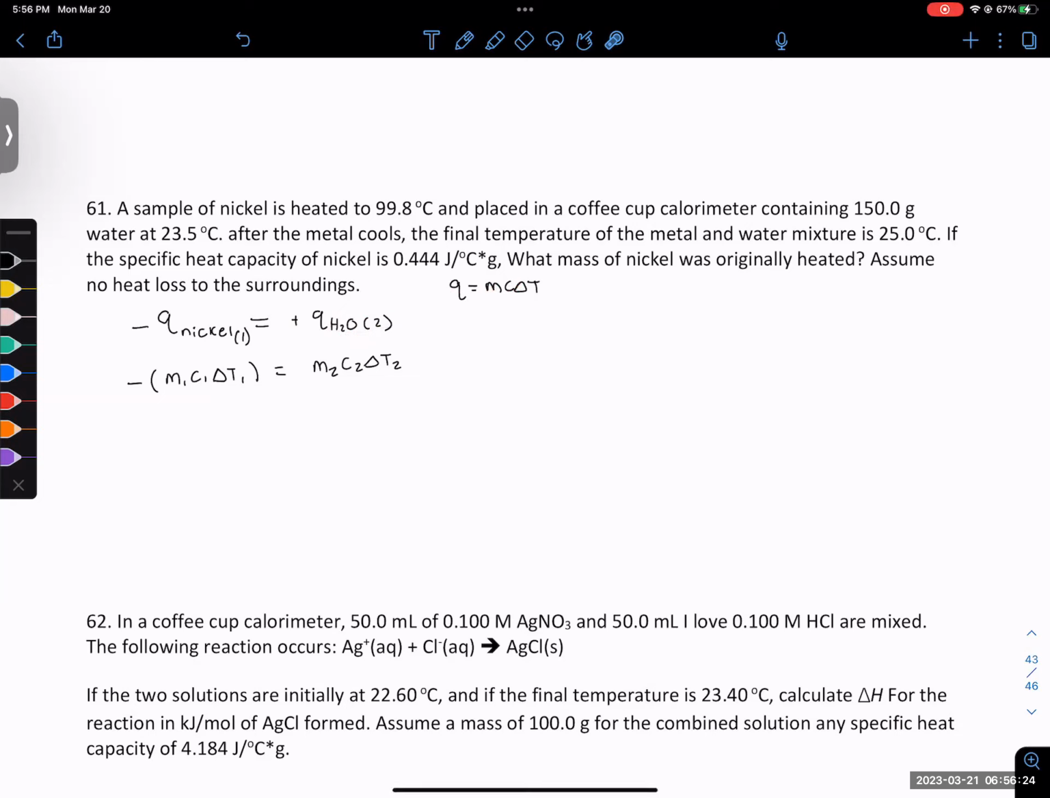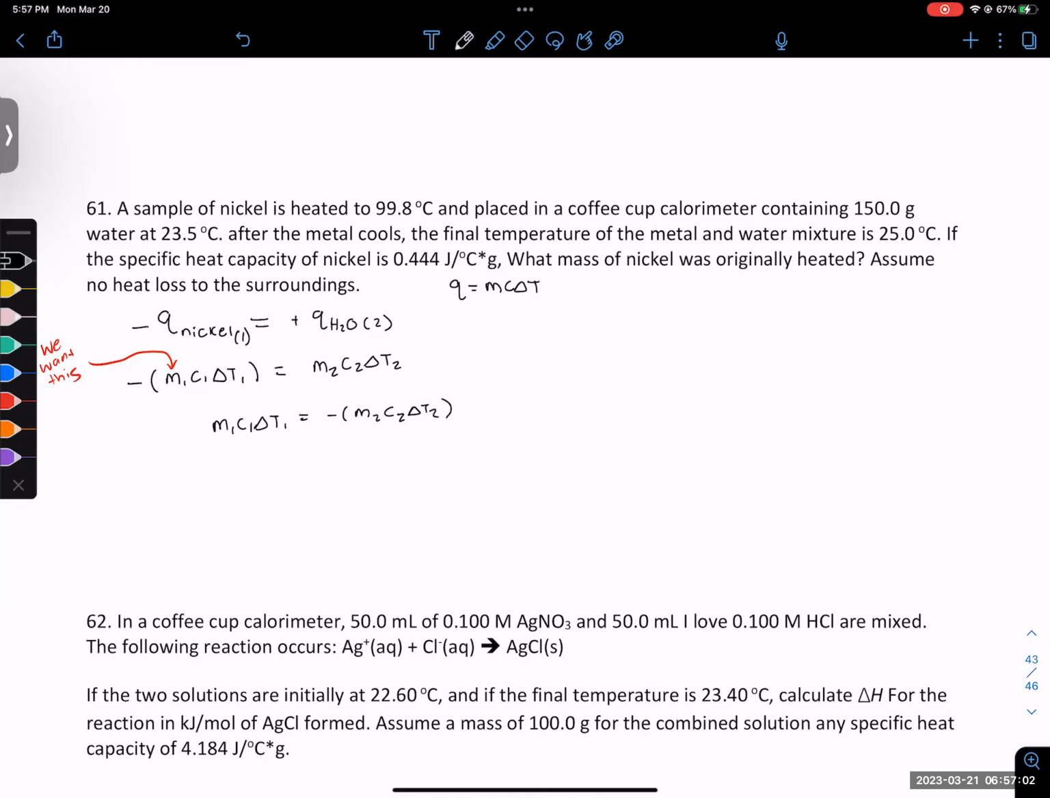All right. What we're looking for is the mass of the nickel, right? So the mass of nickel is this one right here. So this is what we want. So what should we do? We should solve for that, right? So multiplying both sides by -1, I'll just change the sign, so you get M1C1 delta T1 is equal to negative M2C2 delta T2.